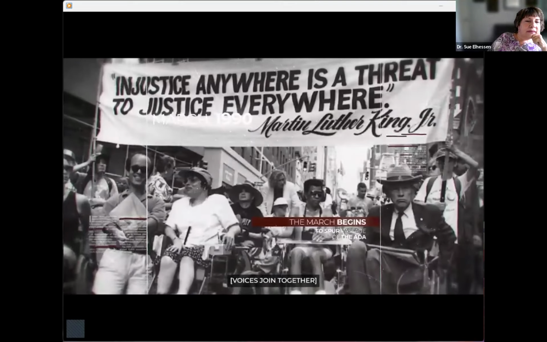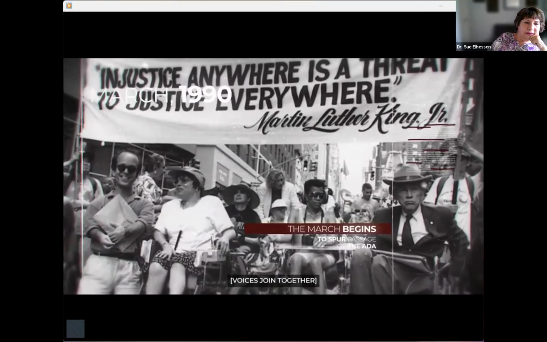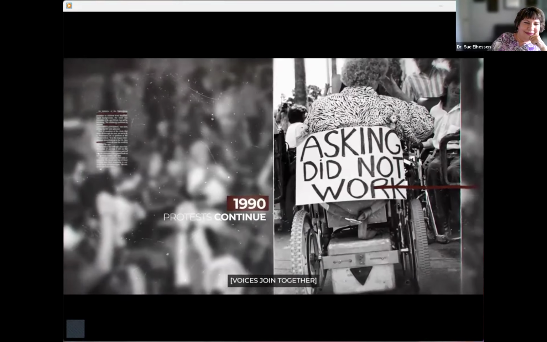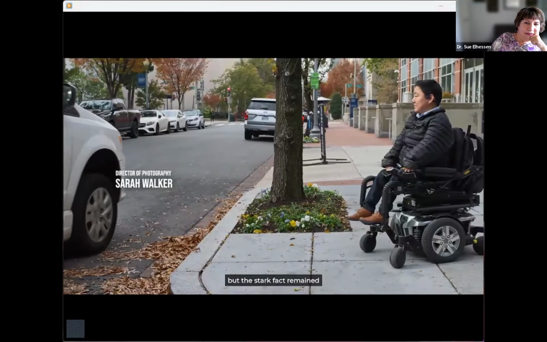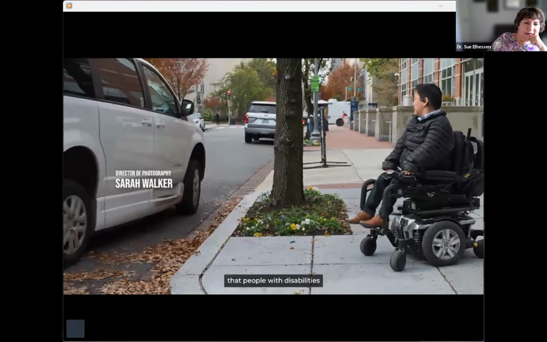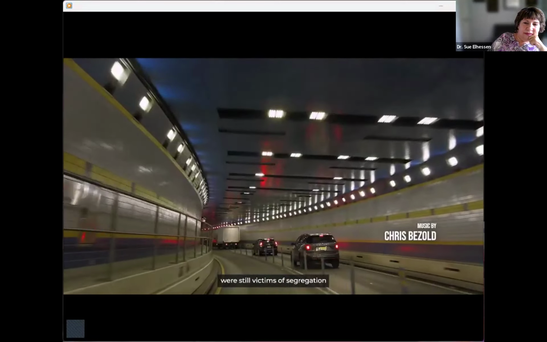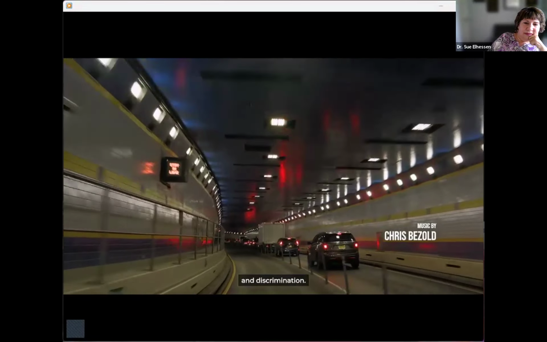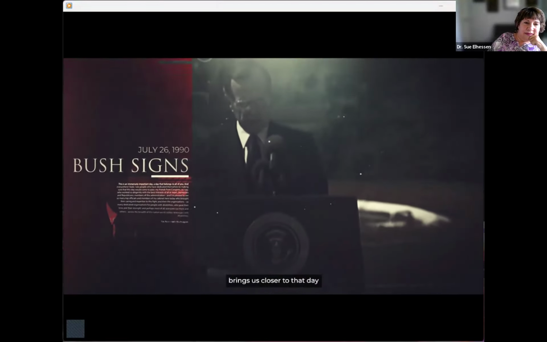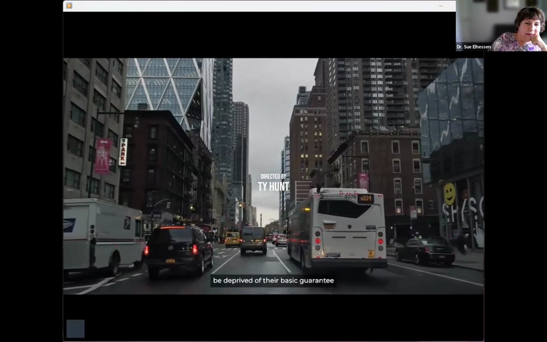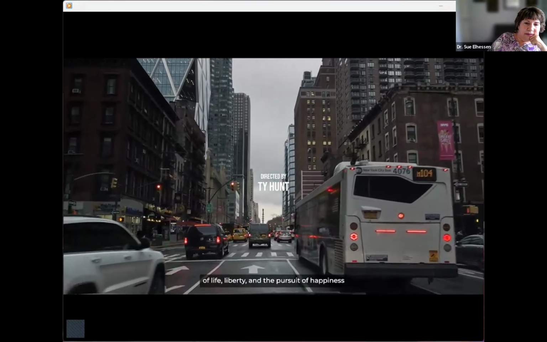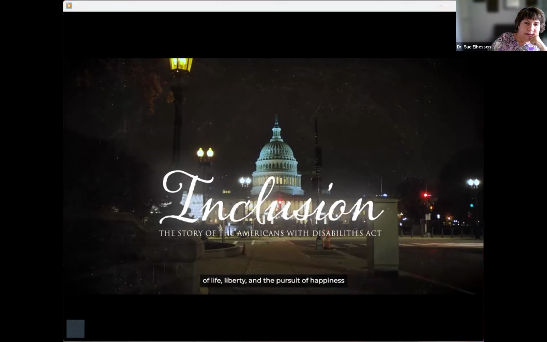It is the purpose of this act to ensure that the federal government plays a central role in enforcing the standards established in this act. Took a bold step towards righting that wrong, but the stark fact remained that people with disabilities were still victims of segregation and discrimination, and this was intolerable. And today's legislation brings us closer to that day when no Americans will ever again be deprived of their basic guarantee of life, liberty, and the pursuit of happiness.